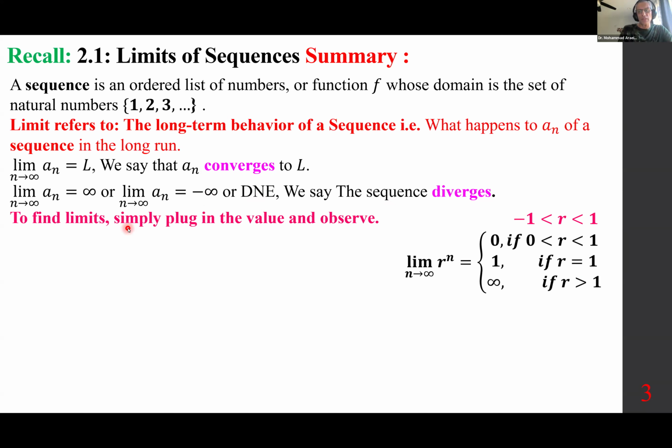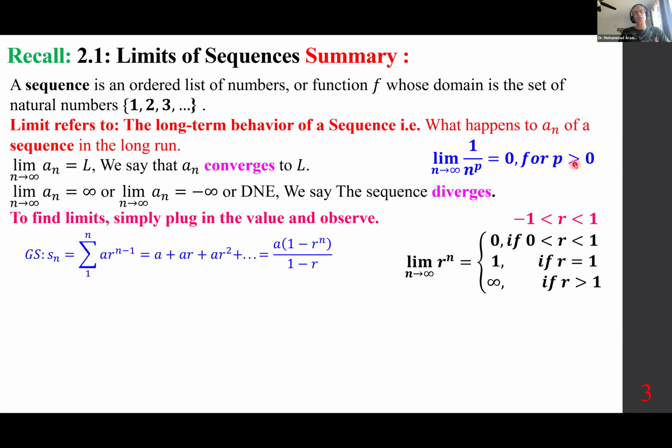Let's look at a couple of theorems. The limit of r to the power of n as n approaches infinity is 0 if r is between 0 and 1, or more generally between negative 1 and 1. It's 1 if r is 1, and it's infinity if r is larger than 1. The limit of 1 over n to the power of p as n approaches infinity is 0 for p, the exponent, larger than 0.